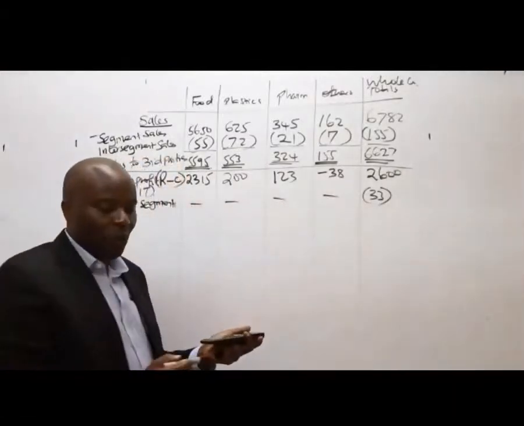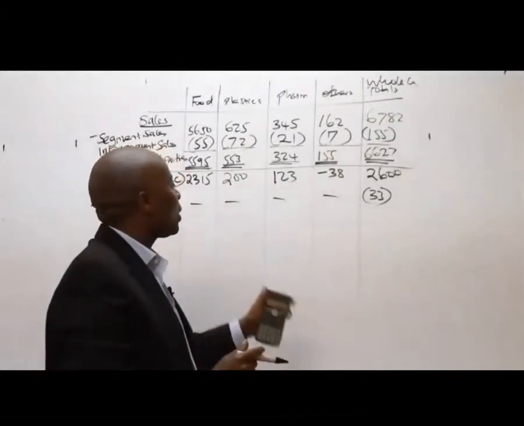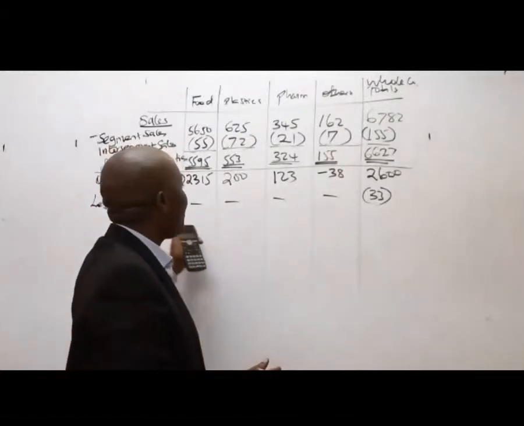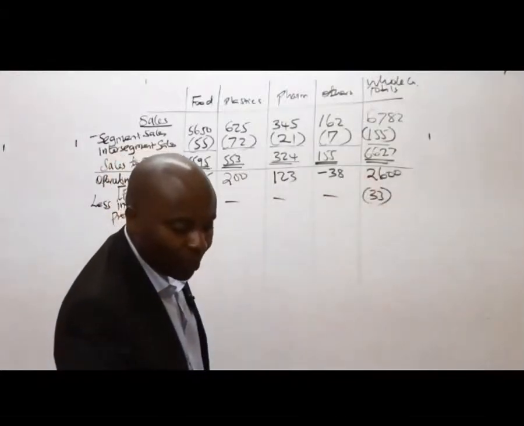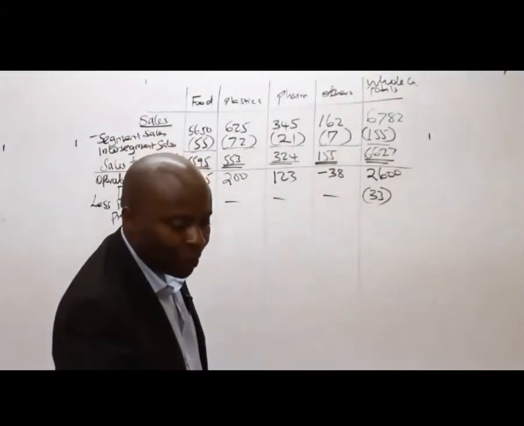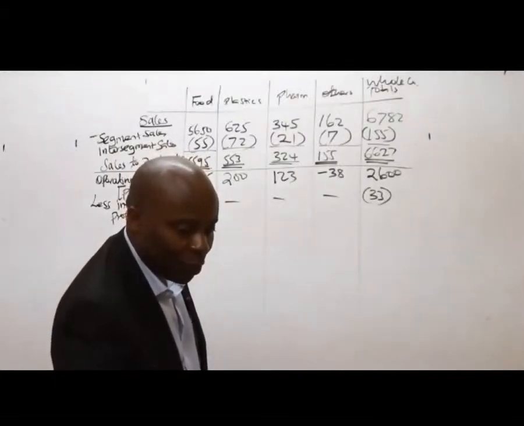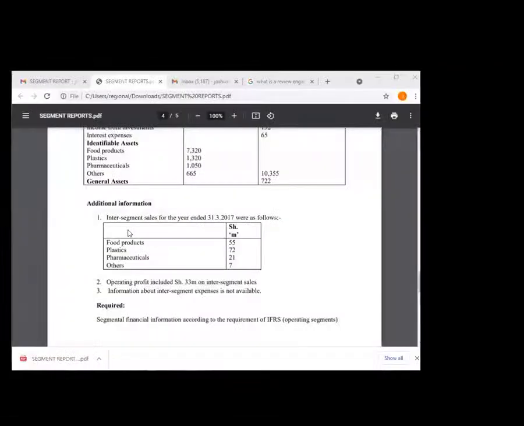So I need, ladies and gentlemen, to come and subtract. Why am I subtracting? It's because they've told us that there is an intersegment profit of 33 included here. Look at note number 2, if you have your paper. Let me just share this. Note number 2, for you to understand that really that amount is included. So we are told the operating profit included shillings 33 on intersegmental sales.